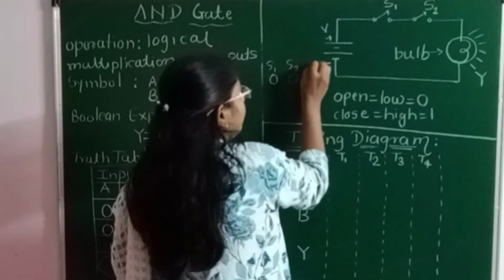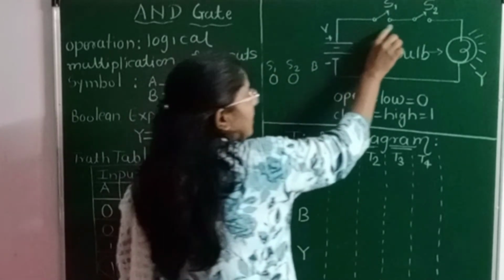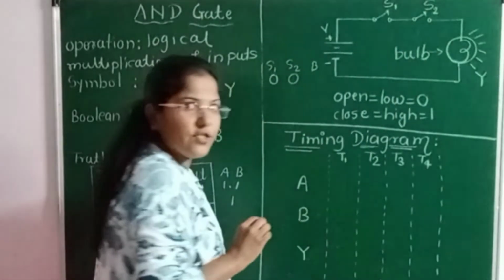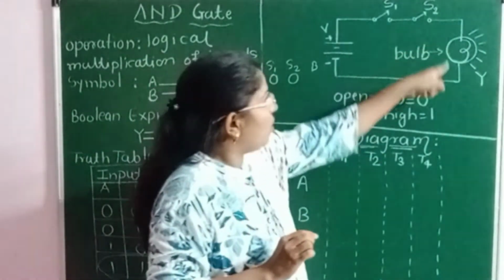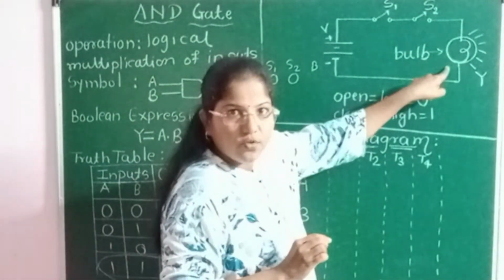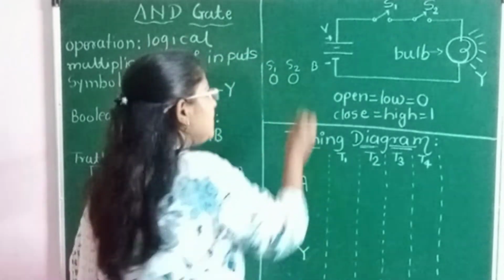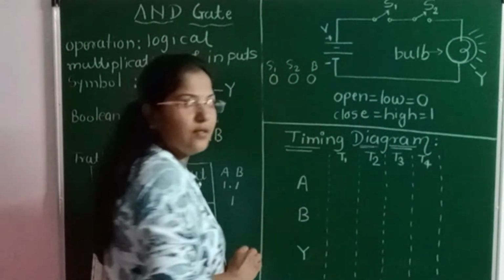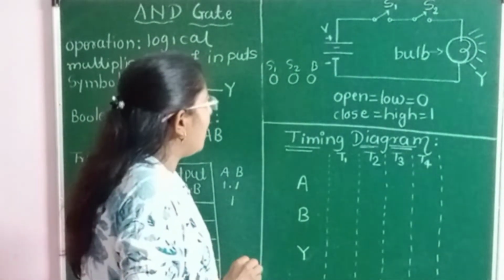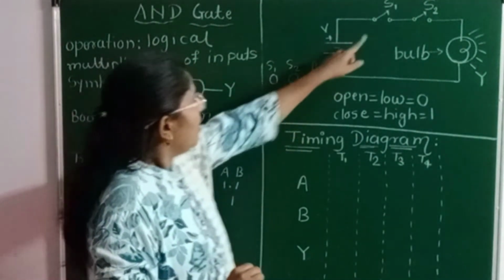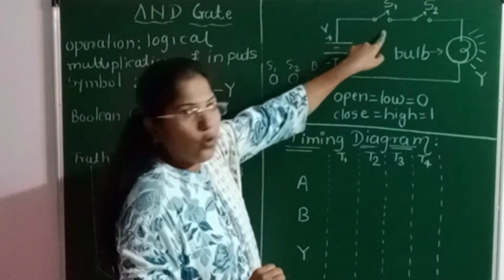So current is not going to flow through S1 and S2, that means it will not flow through this bulb also. So the bulb will not glow. So the output is 0.